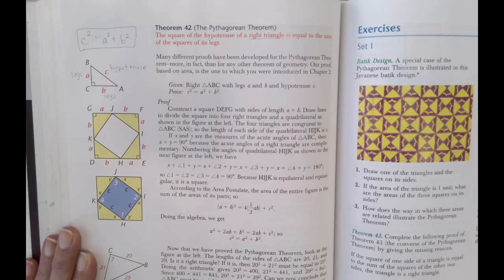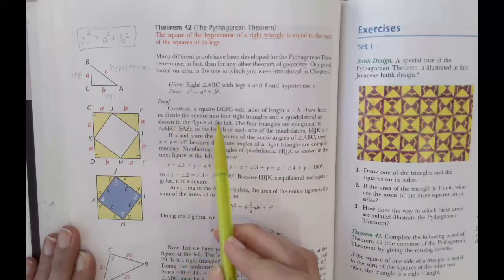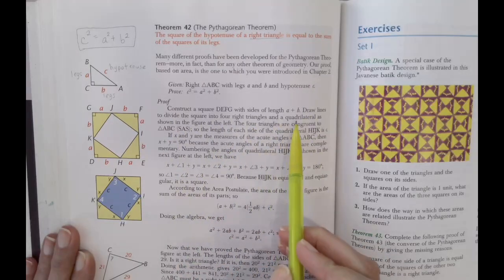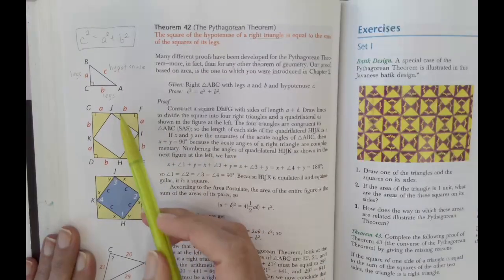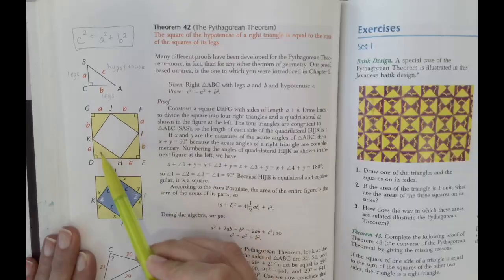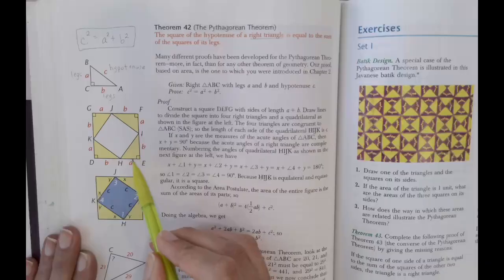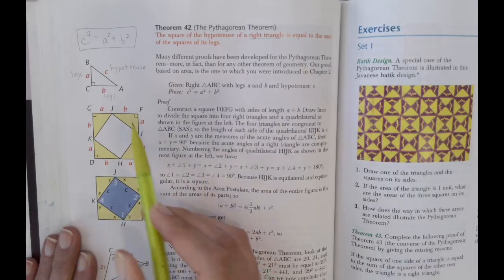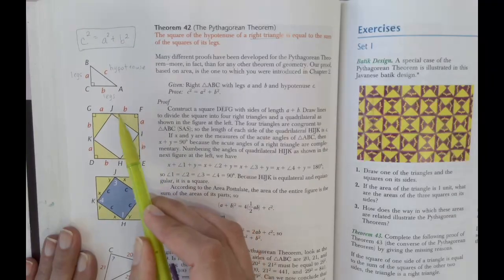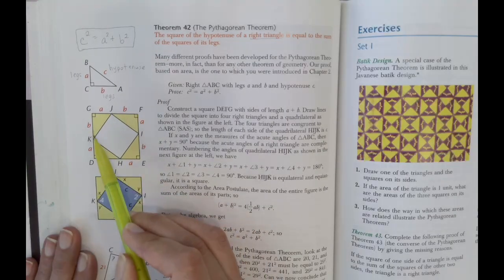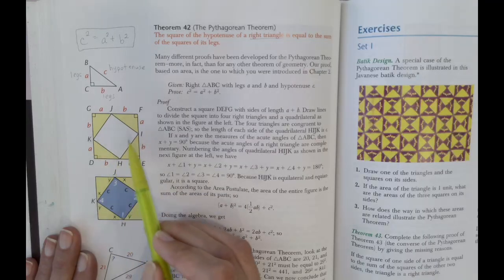Now, let's look. Draw lines to divide the square into 4 right triangles and a quadrilateral as shown in the figure to the left. So we have created little triangles, 1, 2, 3, 4. These are equal to this triangle right here, ABC, because it has the same side lengths of A and B. And then we connect the lines for C. A and B, connect the lines. And when we do that, it creates a square in the center.